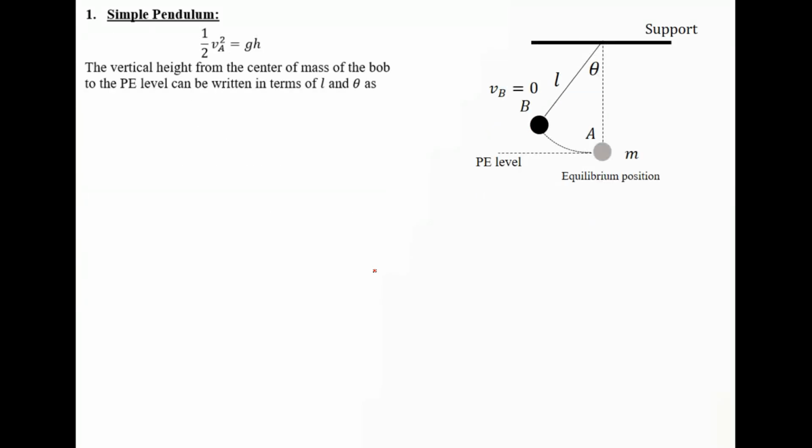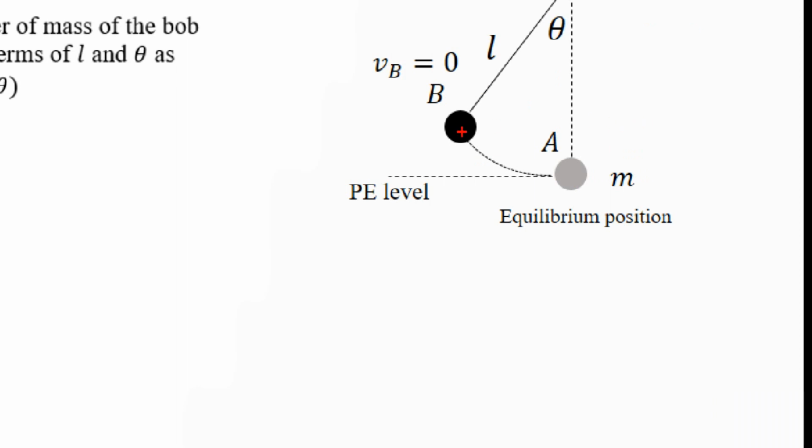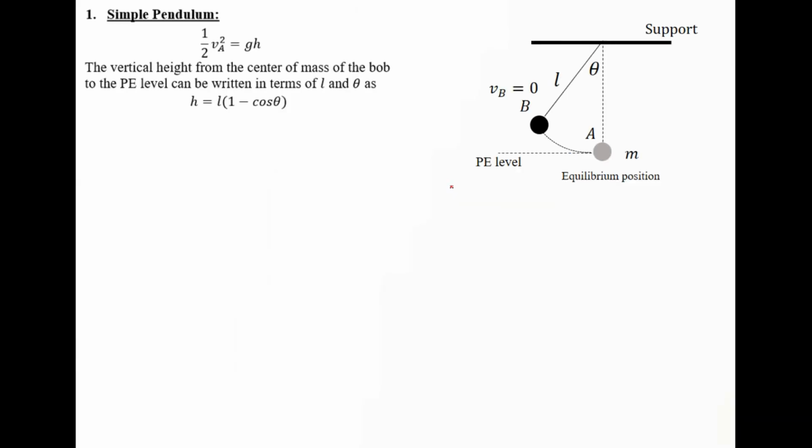Now the vertical height from the center of mass of the bob to the PE level can be written in terms of L and theta as h is L times 1 minus cosine theta. Basically here h would be the elevation, which is basically this, but we're interested in expressing this h in terms of the parameters of our system, which is given by the length of the string and the opening angle theta, and this can be done using simple trigonometry.